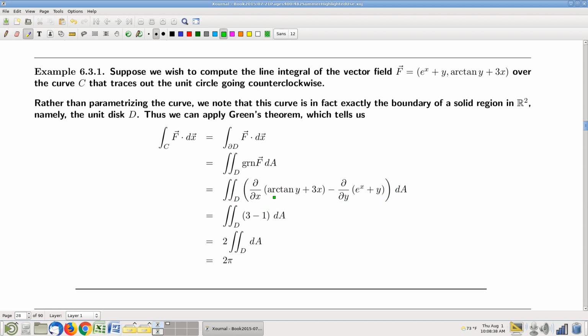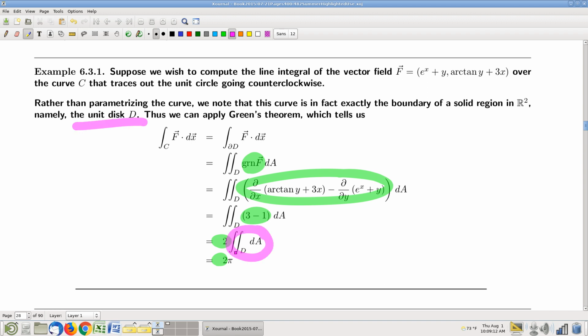Lucky break, that's 0. That's 0 because these are partial derivatives. Most of the ugliness just disappeared. I rigged up this example to be awesome. It's not always going to work out that awesome, but sometimes it will. And so notice then our Green's operator through this calculation becomes just 2. Nice, pretty little constant that factors right out. All we're left with then is the area of our unit disk, which of course is pi, and there you go, your answer is 2 pi.